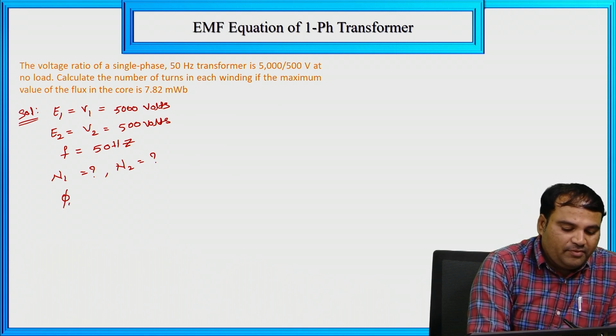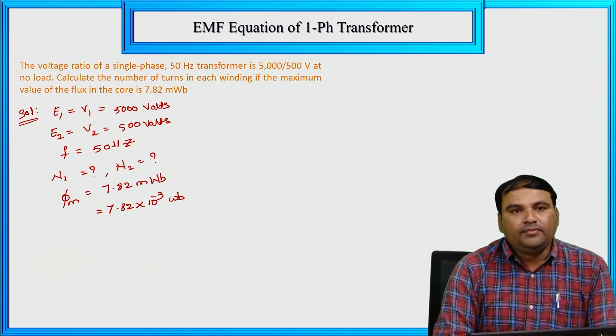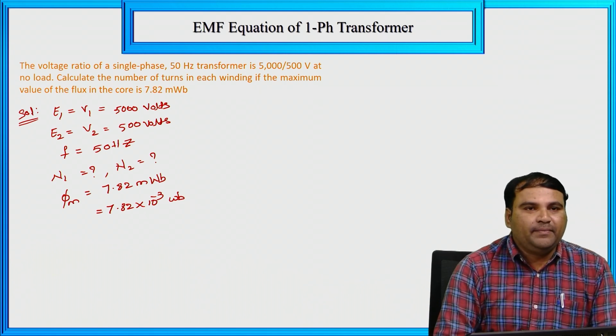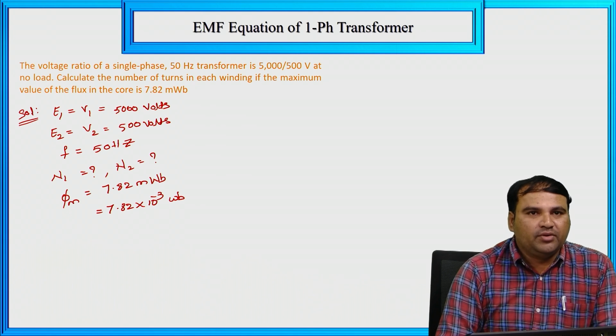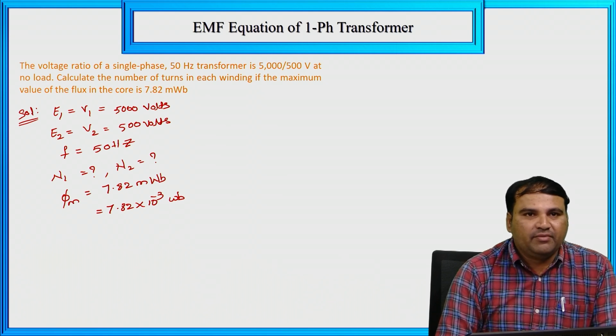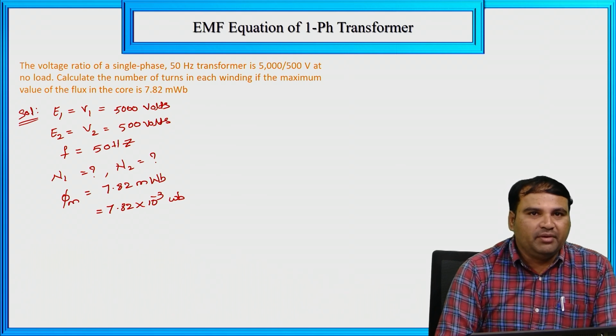So the maximum flux phi m is equal to 7.82 milliweber, that is equal to 7.82 into 10 to the power of minus 3 Weber, right? So here is the given data. E1 or V1 is equal to 5000 volts, E2 or V2 equal to 500 volts, and frequency F equal to 50 Hz. Then we have to find out the primary and secondary number of turns, and the maximum flux also is there, that is 7.82 milliweber, right?